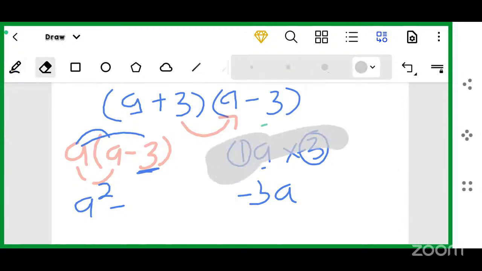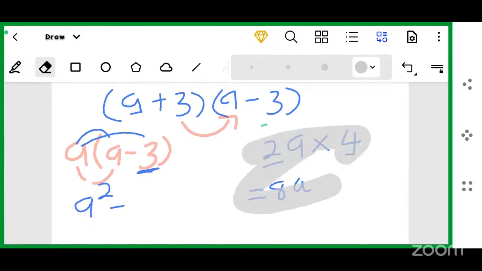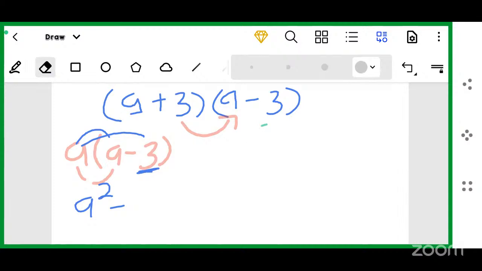Yes, ma'am. Okay, so let me say we are having 2a multiplied by 4. What's your answer there? Ma'am, 6a. Oh, it's 2a multiplied by 4. Oh, 8a, ma'am. Perfect, perfect. So it's 8a. We are winning. So now we're going to have a to the power of 2 minus 3a. And we are done with this part.